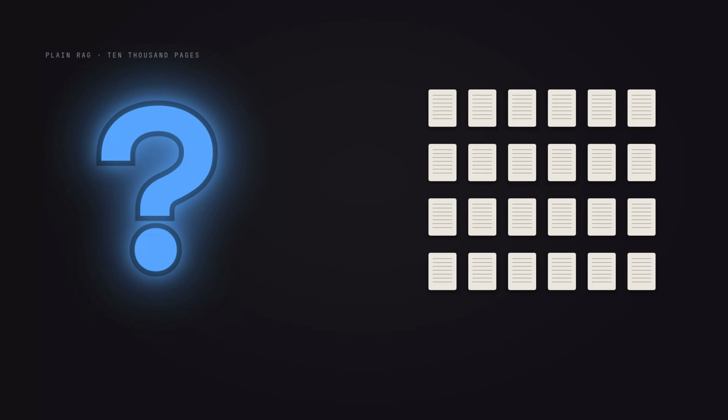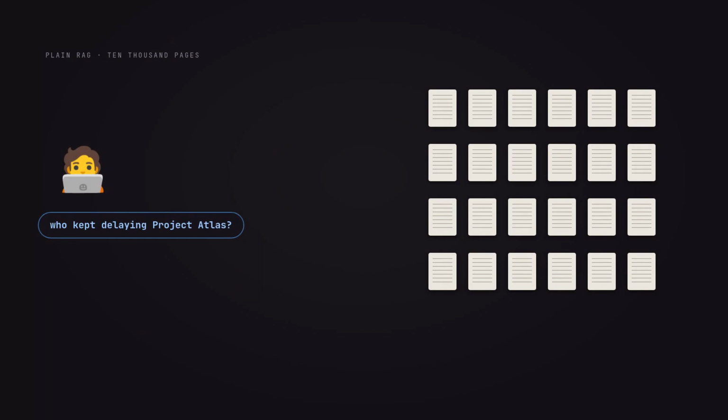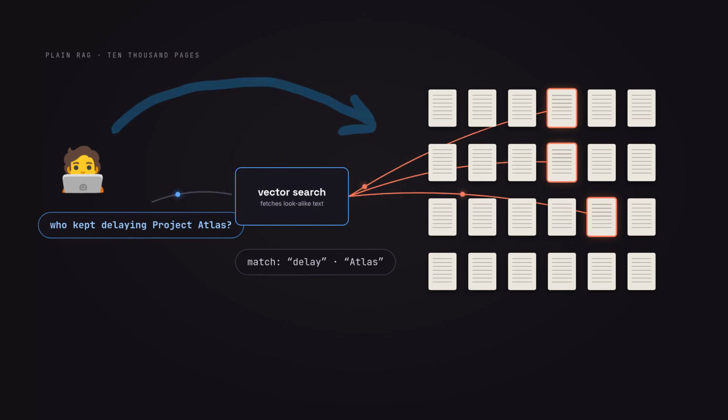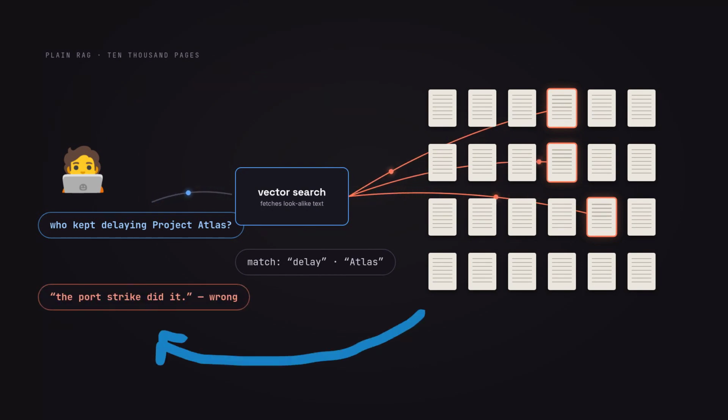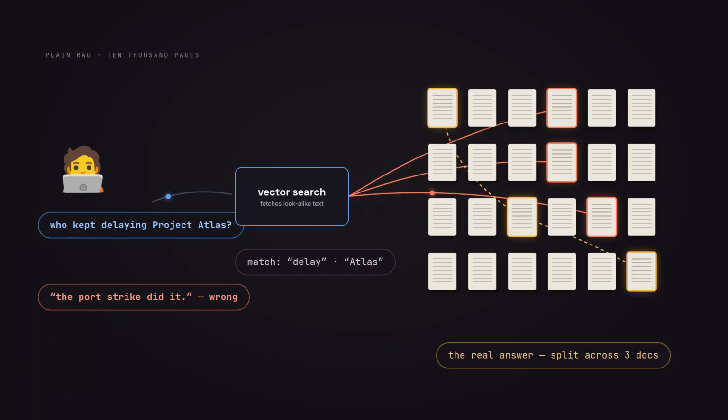This is RAG, 10,000 pages indexed waiting for a question. First question, who kept delaying Project Atlas? The question flows through vector search, which grabs pages that look like it. Delay, Atlas, match. And it answers wrong. Similar words are not the same thing as the answer. The real answer is spread across 3 documents. No single page holds it.